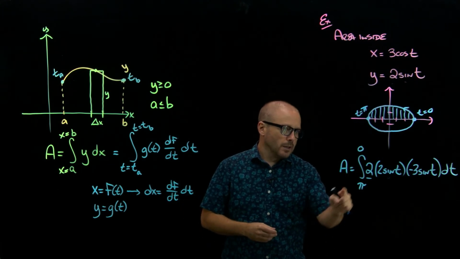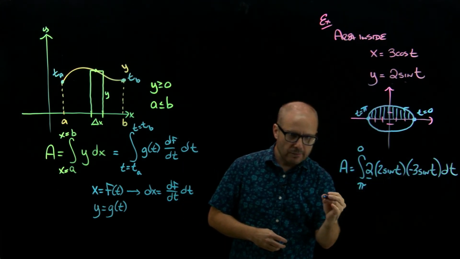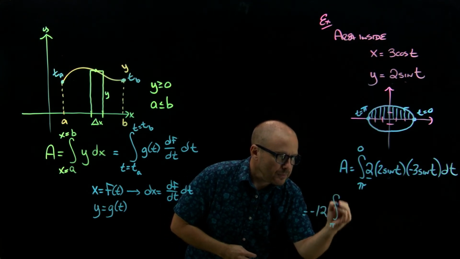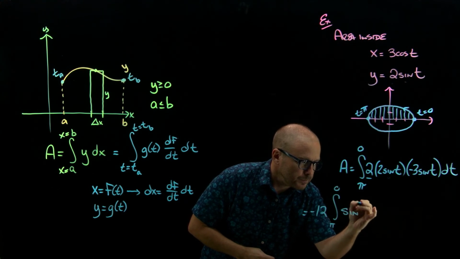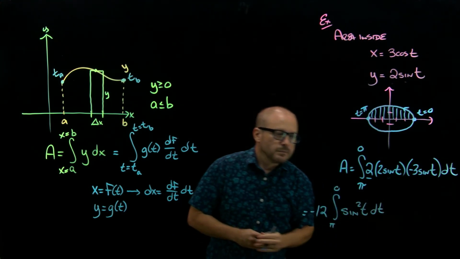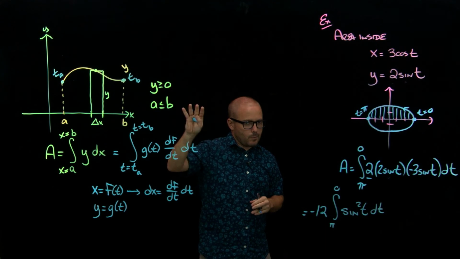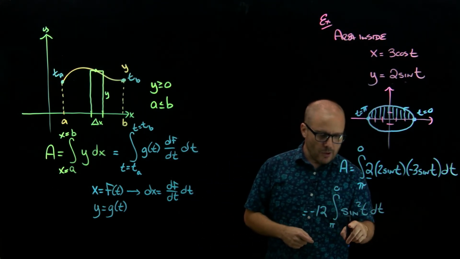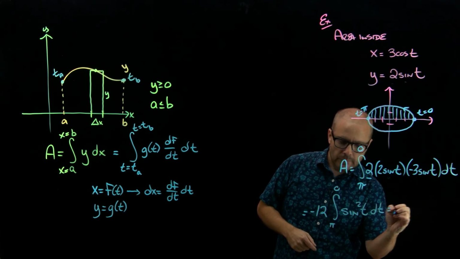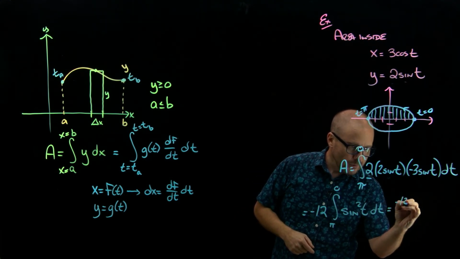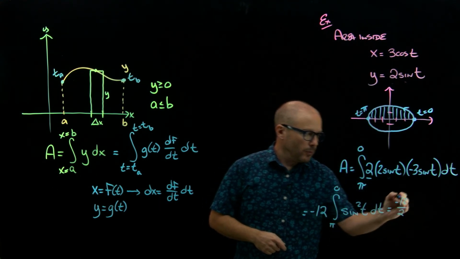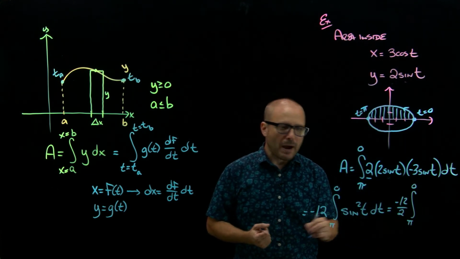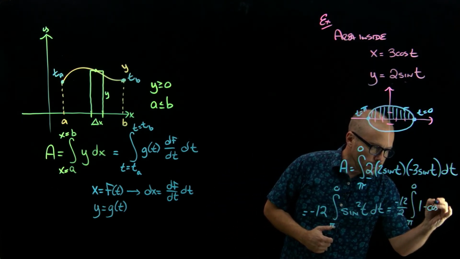OK, so we've got what? 2 times 2 is 4 times 3 is 12. So we have -12 times the integral from pi to 0 of sine squared t. And remember, from way back at the beginning of the semester, we use our trig identity on that. So it's 1/2, so -12/2. The integral from pi up to 0 of sine squared is 1/2 times 1 minus cosine 2t.